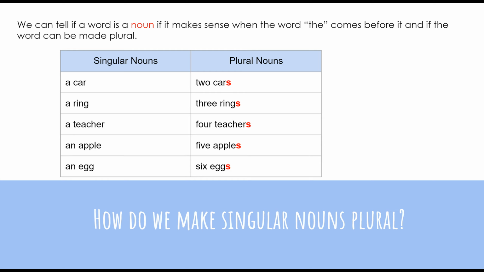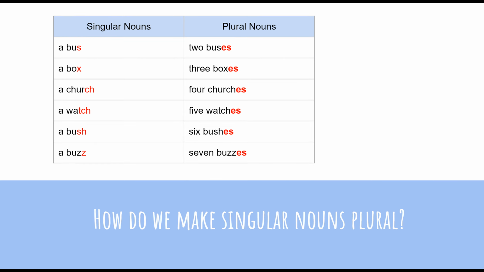So, how do we make singular nouns plural? To make most nouns plural, we just add an S. So, a car changes to two cars or multiple cars. A ring becomes three rings or multiple rings when making the singular noun plural. Four teachers or multiple teachers. Five apples and six eggs, adding S onto the ends of those words.